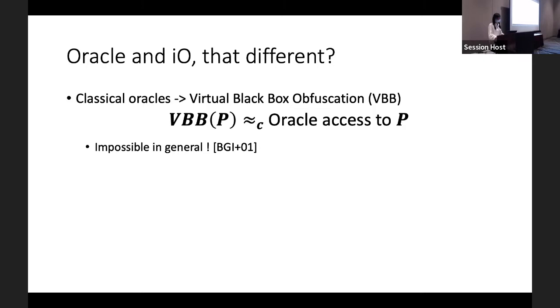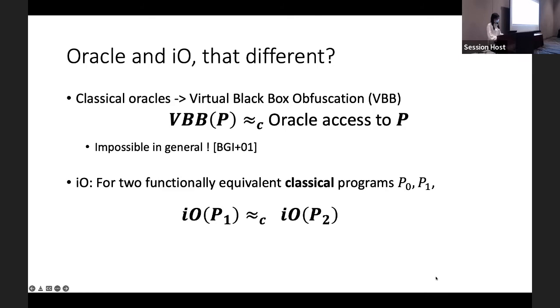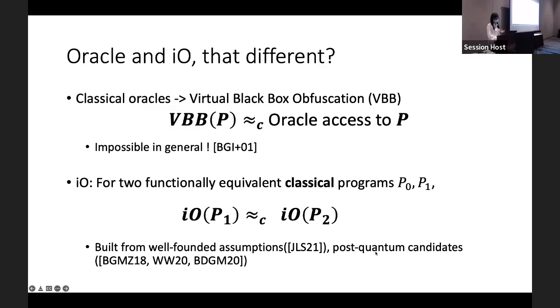And in particular, the constructions we just mentioned in previous works use relatively structured oracles. So it's not like a random oracle, which we can instantiate using hash functions or something else other than VBB. On the other hand, IO says that for two functionally equivalent programs whose circuits may look different, after you put them into the obfuscation, what comes out will be indistinguishable. And IO for all poly-sized circuits can be built from well-founded crypto assumptions in some recent progress. And there are even some post-quantum IO candidate constructions.